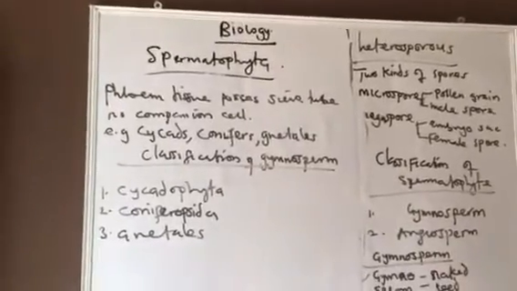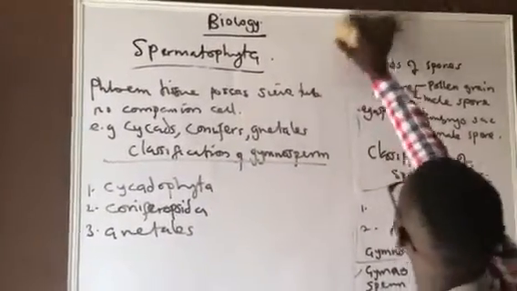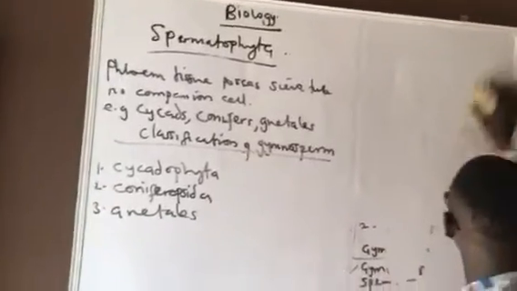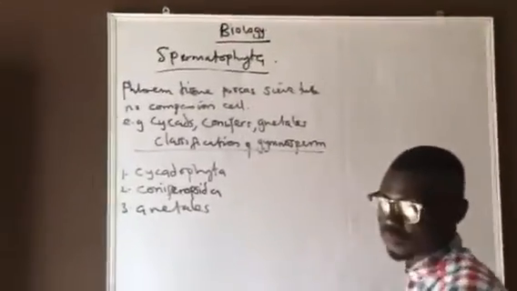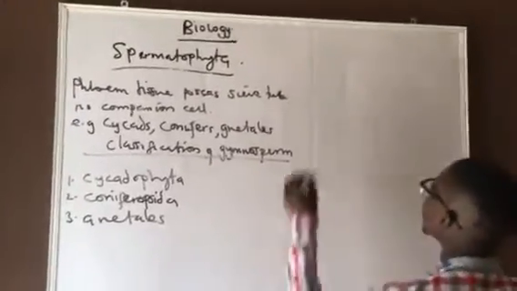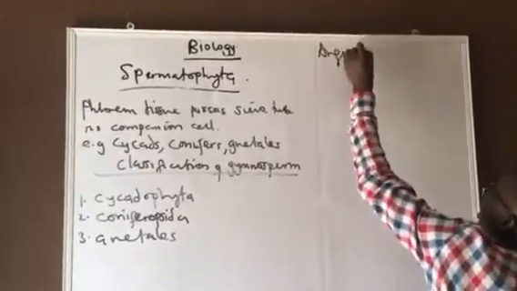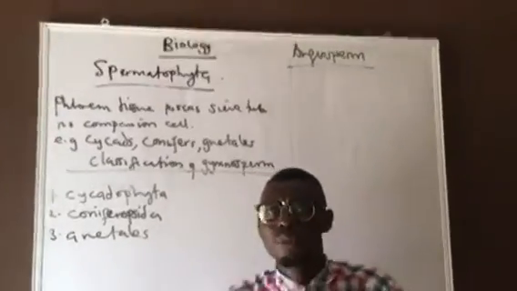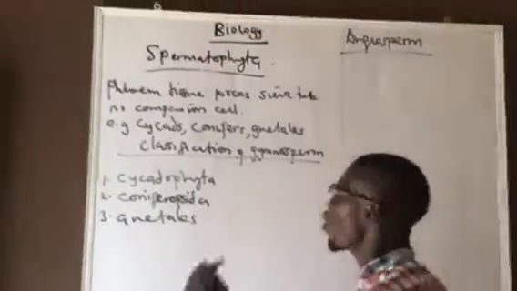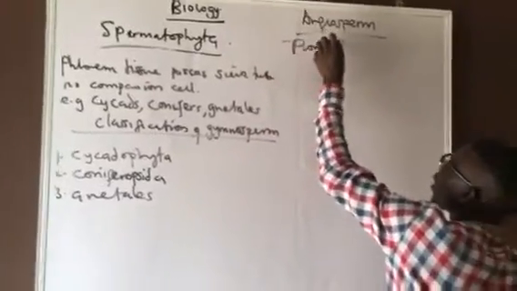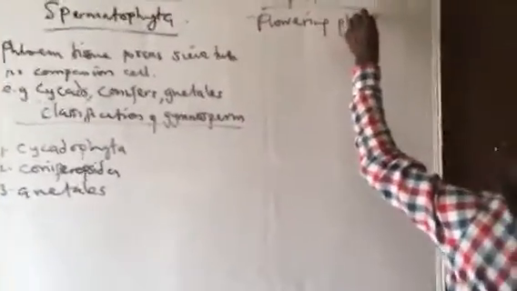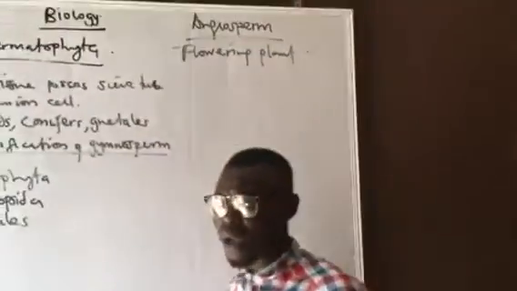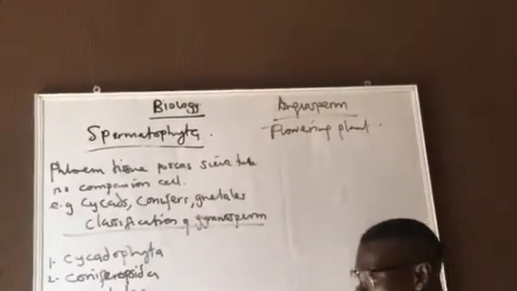Then we talk about the Angiosperm now. The Angiosperm are the most advanced group of the plant kingdom. They are called flowering plants. Why? Because they propagate by producing flower. So they produce fruit, and the fruit are enclosed in the ovary wall.